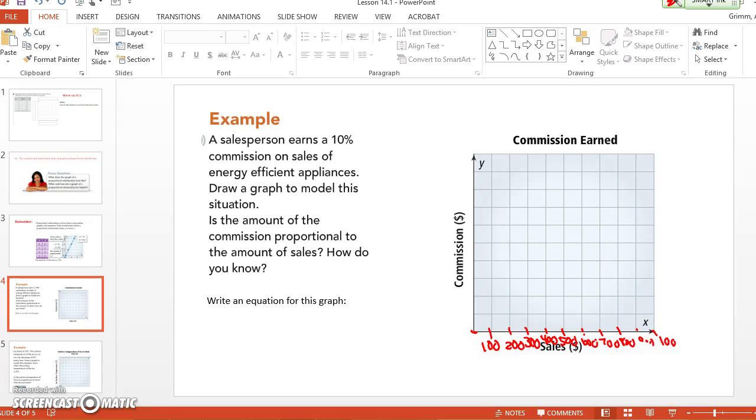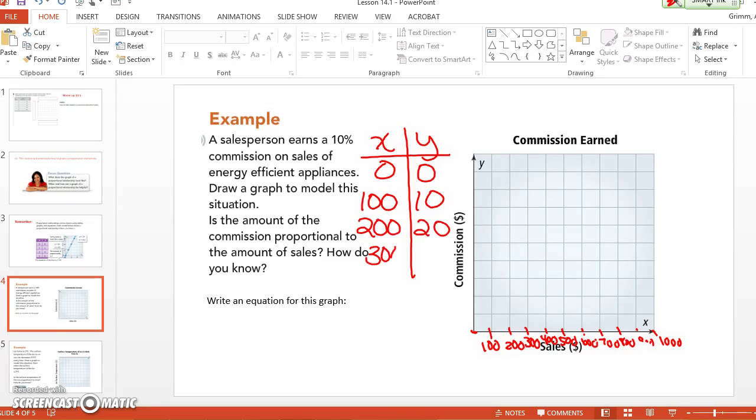Oh, it's so much. It is a little bit. It's okay. Okay, and then think about this. If we're creating our table, here's our X, Y. If I sell 0, how much commission do I make? 0. And we just said we're going to count by 100. So if I sell $100, what do I make? $10. Excuse me, so that's 10%. 200, 20. 300, 30.